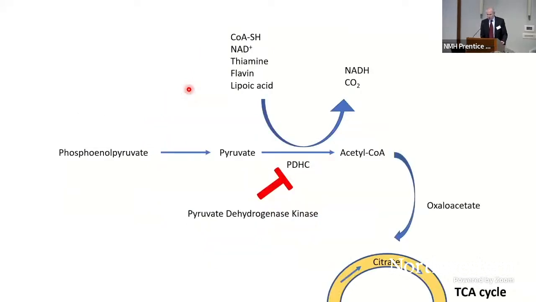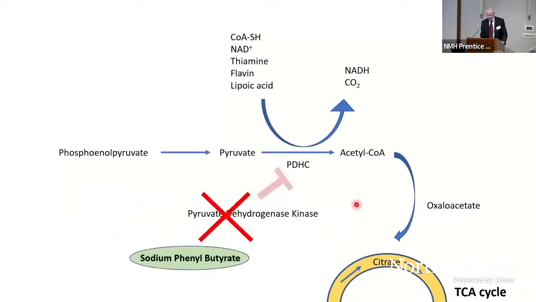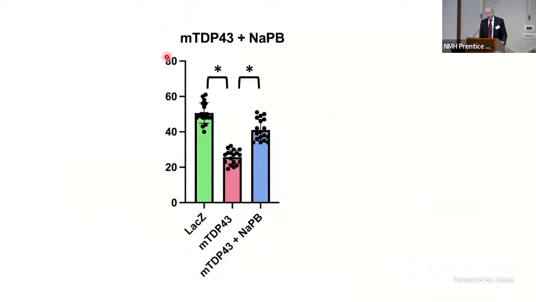It turns out that the pyruvate dehydrogenase complex is inhibited by a kinase called pyruvate dehydrogenase kinase. And there's an antagonist of that kinase called sodium phenylbutyrate. What we found is that when you treat neurons that are expressing mutant TDP43, you can kill them. And in the presence of sodium phenylbutyrate, you can suppress that effect.